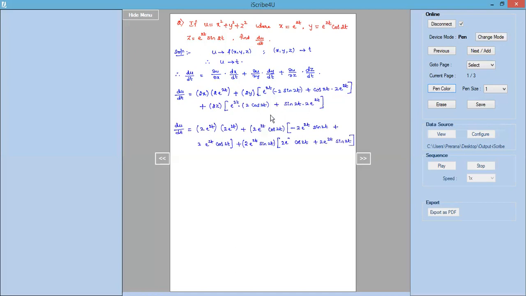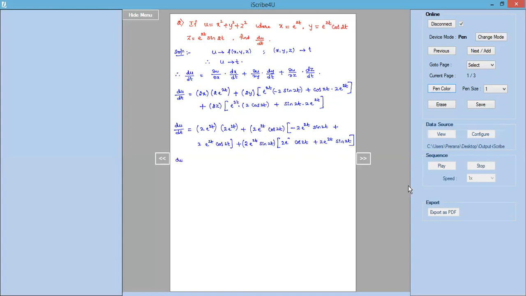So in this step, I have retained these big bracket product terms as they are. I've just substituted for x, y, z. So x is equal to e power 2t in the first bracket. y is equal to e power 2t into cos 2t and z is equal to e power 2t into sine 2t. Now we will carefully do the product of the terms and simplify.